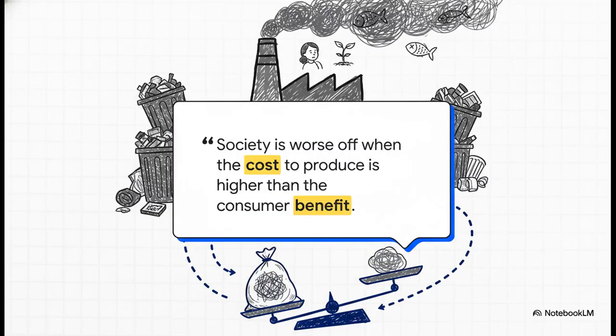Now, let's just think about what this quote is really saying. For every single unit produced beyond that socially optimal point, the true cost to society, including pollution, health problems, all of it, was actually greater than the benefit the consumer got from it. We are literally spending more in social value to make something than it's even worth to us. That is the literal definition of waste.